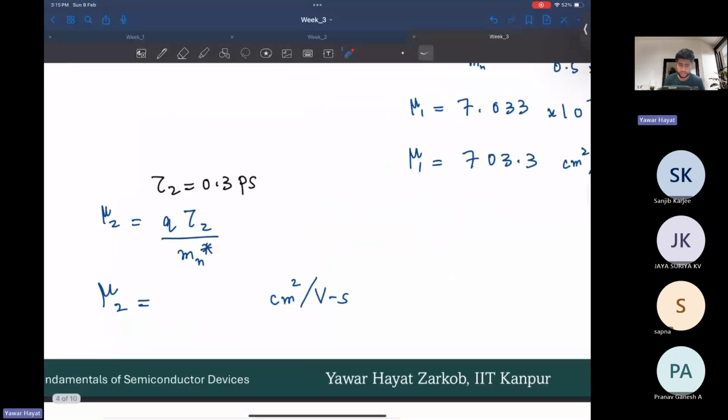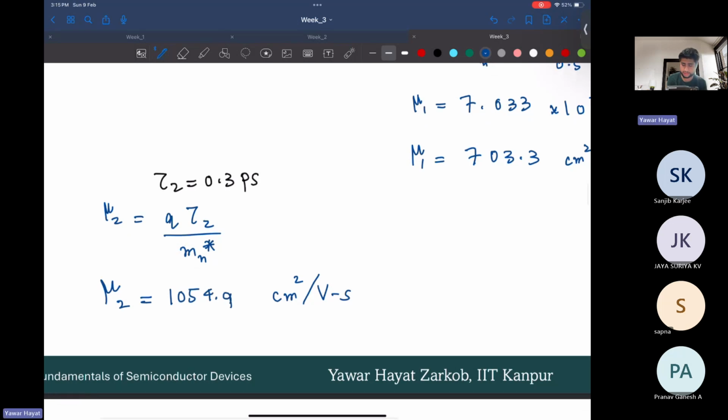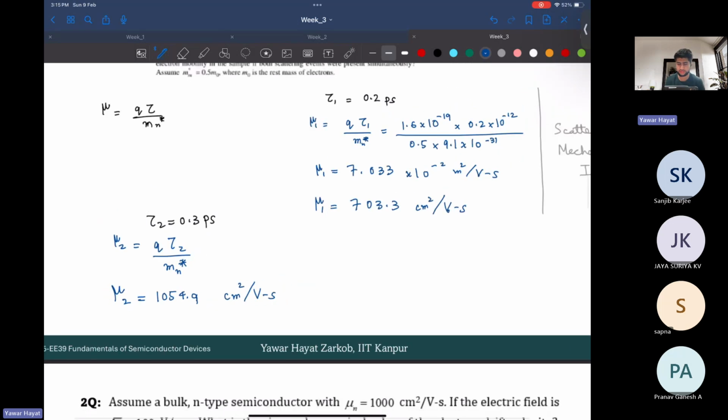Okay. So the student has answered it in the chat, and the answer is 1054.9. Yes, it's 94. I'm taking it only up to the first decimal place. So this is what you'll get as an answer.